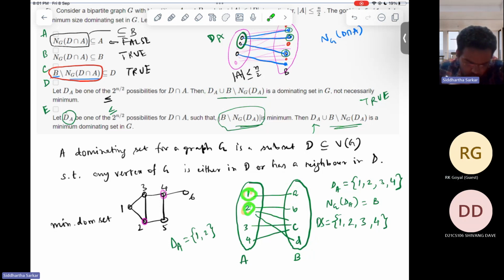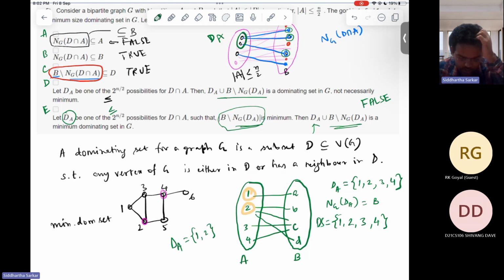But 1 and 2 is not a dominating set because this vertex 3 is not in 1 and 2, and it does not have a neighbor in 1 and 2 also. Similarly, 4 does not have a neighbor in 1 and 2 also. So I think this statement is incorrect. This is incorrect, and the last one is also incorrect.